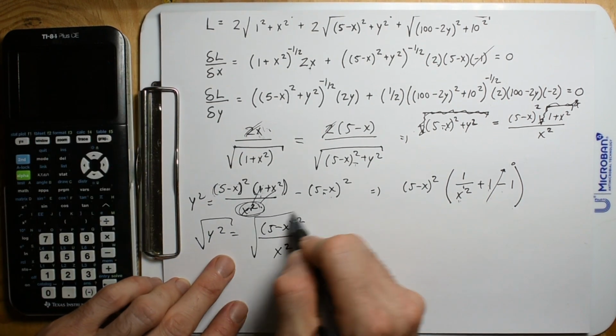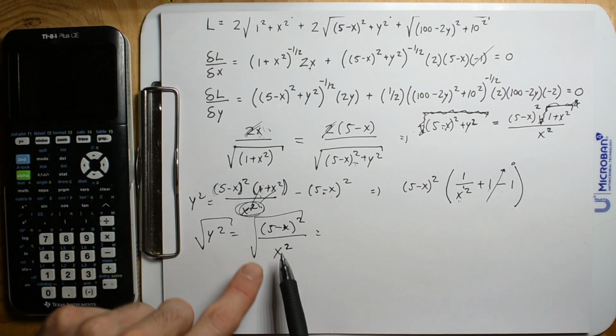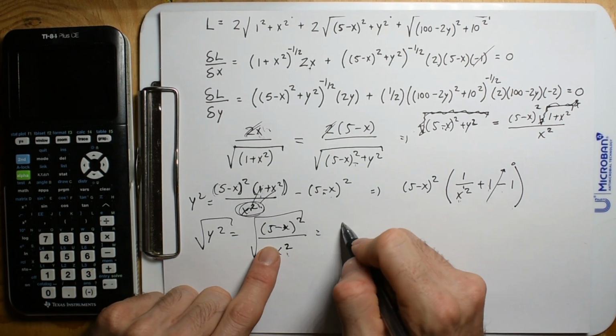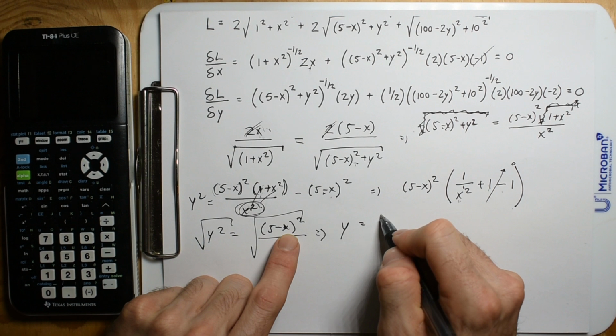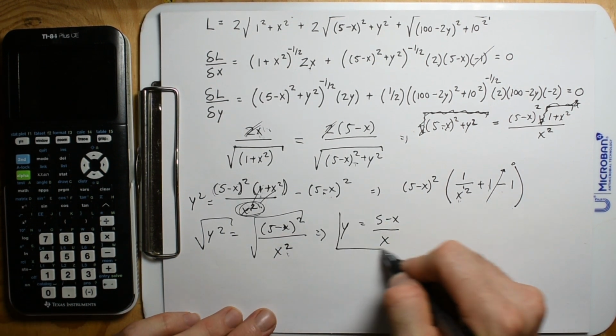We can take the square root of both sides, which is the same thing as taking the square root of the top and the square root of the bottom. But I think you get it. So we have y is equal to (5 minus x) divided by x. And that is our equation.